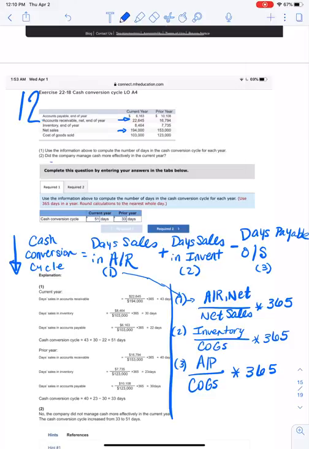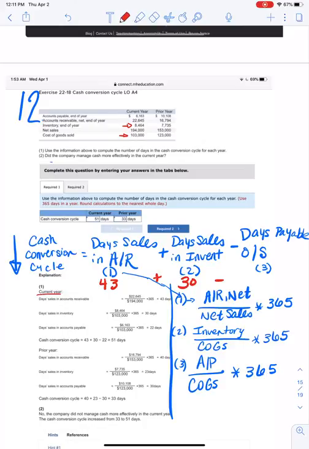So I'm going to use red, and I'm just going to track below where I've got this 1, 2, and 3, and write down how many days each piece of this is actually adding or subtracting. So for days' sales in AR for the current year, we have 43 days. Now for my days' sales in inventory, I'm going to take my $8,464 in inventory at the end of the year, divide that by my cost of goods sold of $103,000, and then multiply that by 365, and I will get 30 days. So right now, I'm at 73 days.